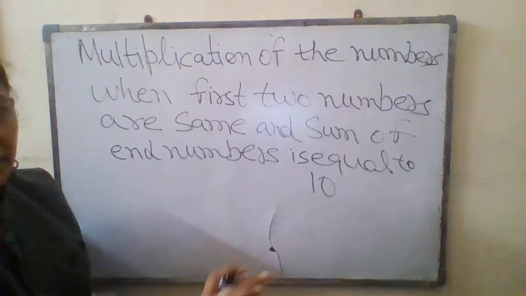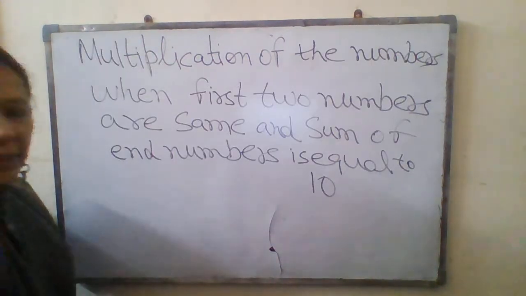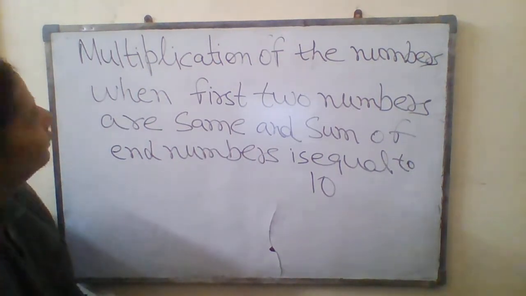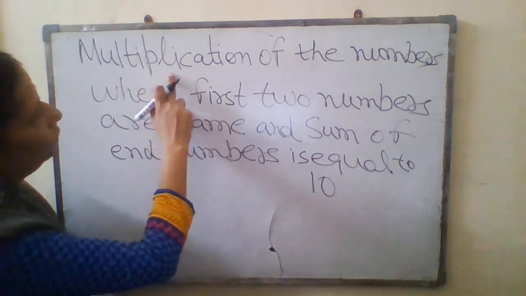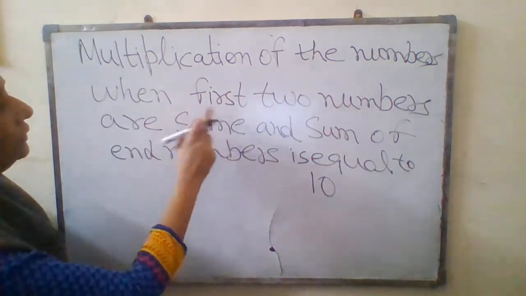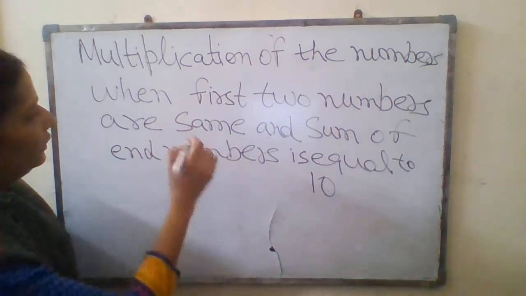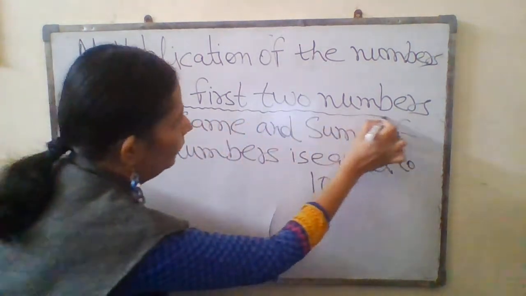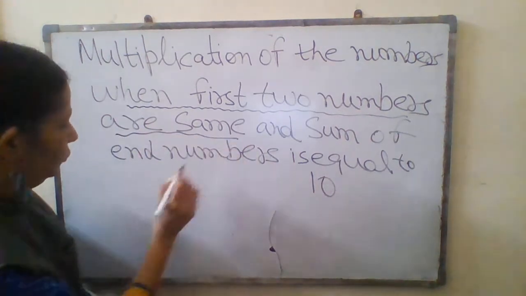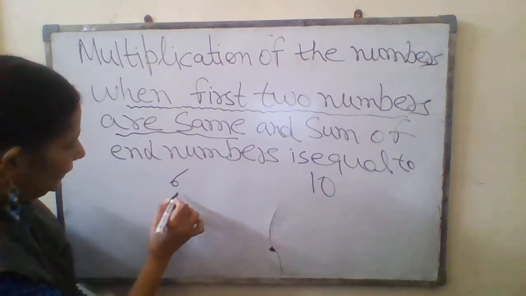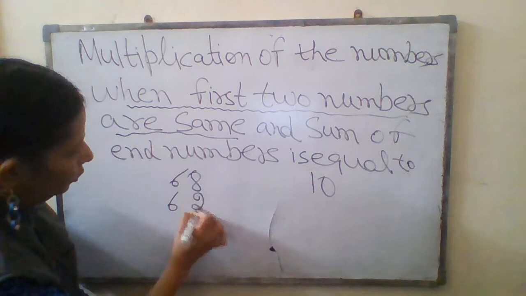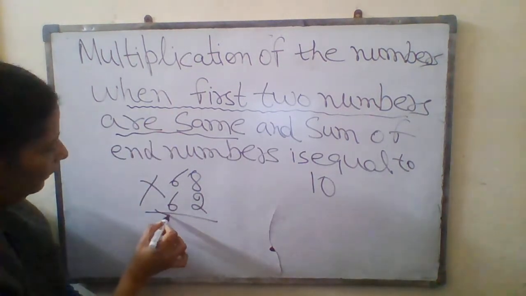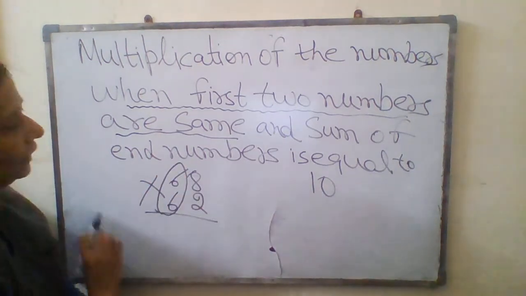Okay, see, to make it convenient for you, I have written the heading here. What you have to do now is the multiplication of numbers. What is the condition? The condition is when the first two numbers are the same. You see how it is the same? 6, 6 and 8, 2. Look at this question. If you have to multiply, this condition is satisfied here. The first two numbers are the same.